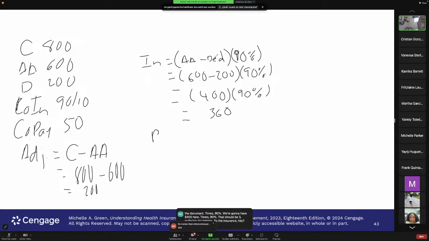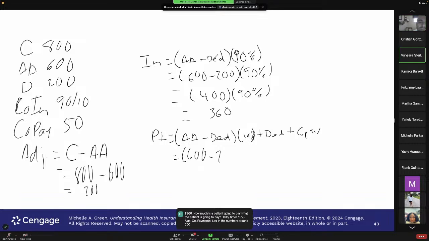How much is the patient going to pay? Well, the patient is going to pay allowed amount minus deductible times 10% plus deductible plus co-payment. Plug in the numbers. Allowed amount 600, deductible 200 times 10%. The other one the patient is going to pay, plus deductible of 200 again. Gonna go here, and then co-payment. We said that was $50.